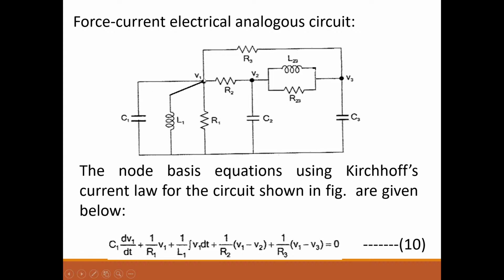So write down Kirchhoff's current law equation at node 1. C1 dV1/dt plus 1/R1 V1 plus 1/L1 integral of V1 dt plus 1/R2 (V1 minus V2) plus 1/R3 (V1 minus V3) is equal to 0. That is one equation at node 1. Three nodes are there, so you will get three nodal equations. Of course, at the reference node, we will never write the nodal equation. At the reference node, voltage is 0.